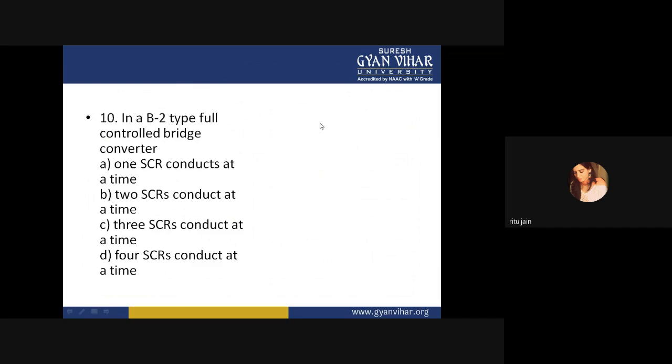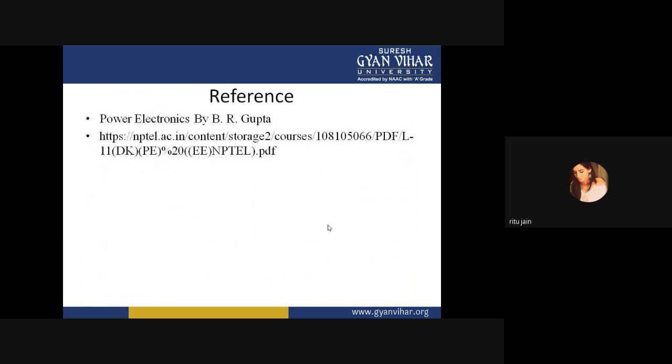Okay. So this is all about your today's lecture, which is converters, half wave and full wave converters. Thank you. The reference books are B.R. Gupta's Power Electronics and NPTEL lectures, which you can find easily on the internet. You can go through these two references and get the lecture topics. Okay. So thank you.